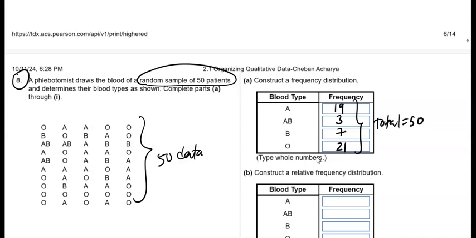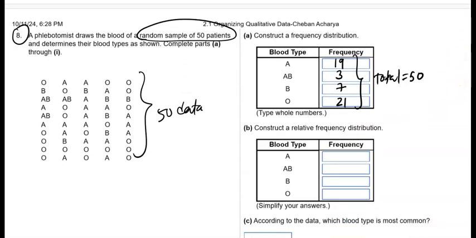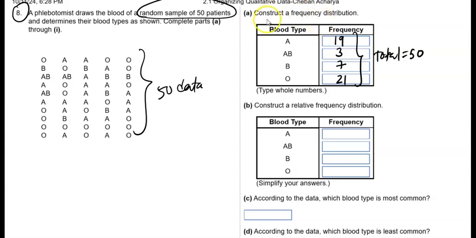You don't have to, but if you add all the frequencies, it gives you the total number of data, which is 50. So this is the frequency distribution. To construct the relative frequency distribution, like we did before, you divide each frequency by the total to get the relative frequency. So to find the relative frequency of blood type A, you divide 19, the frequency of A, by the total 50.